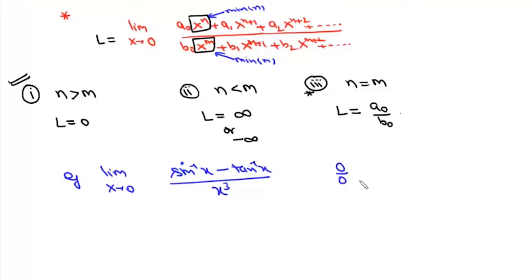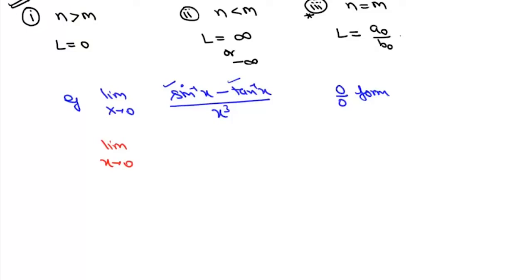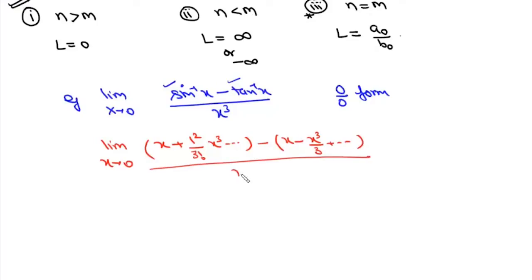So first thing, we'll check its form. This is 0 upon 0 form. Now we know the expansion formula for sine inverse, and we also know the expansion formula for tan inverse. So we can write this as this limit x tends to 0. Now expansion of sine inverse x is x plus 1 square upon factorial 3 x cube and other higher parts of x, and then minus an expansion of tan inverse x, which is x minus x cube upon 3 and other higher parts of x, divided by x cube.